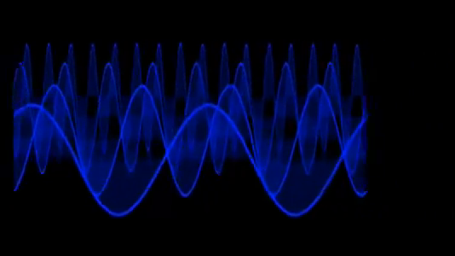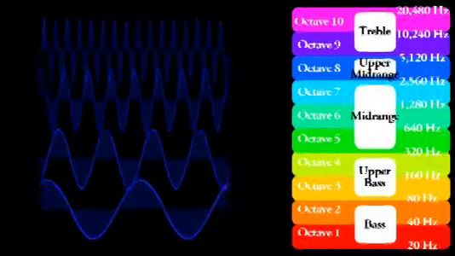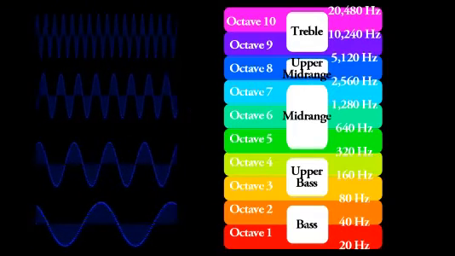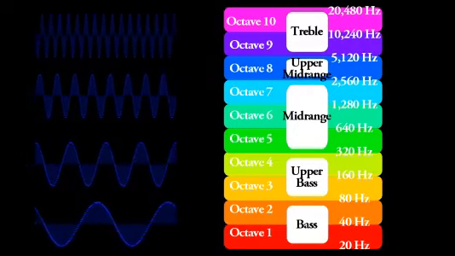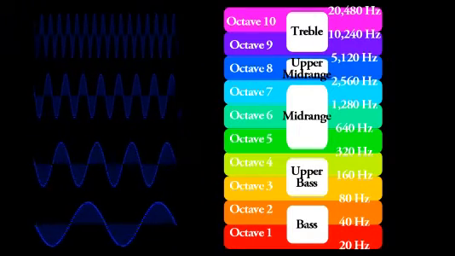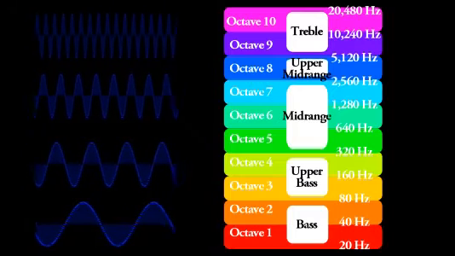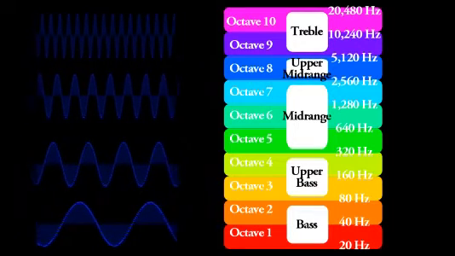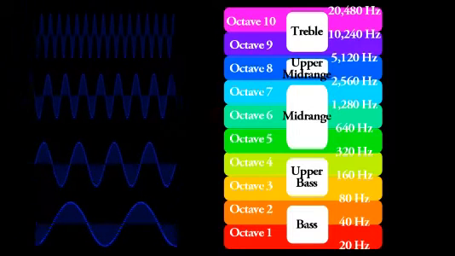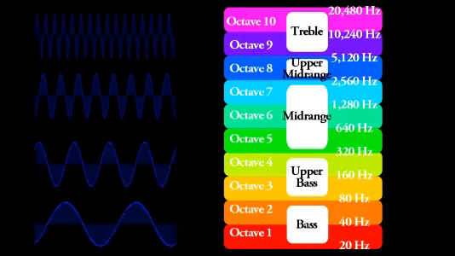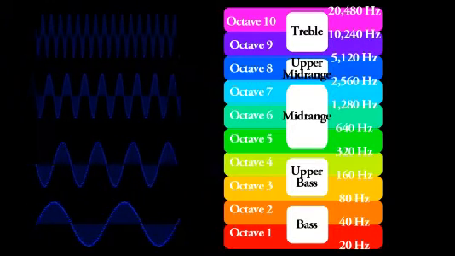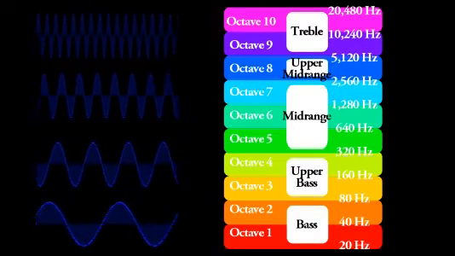Humans can typically hear a range of frequencies from 20 Hz to 20,000 Hz, or 20 kHz. This frequency spectrum is divided into 5 ranges based on octaves. The low bass, or 20 to 80 Hz, is octaves 1 and 2. The upper bass, 80 Hz to 320 Hz, is octaves 3 and 4. The mid-range is 320 to 2,560 Hz, and these are octaves 5, 6, and 7.